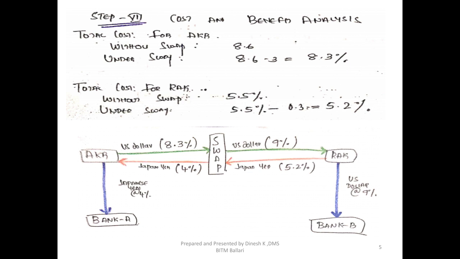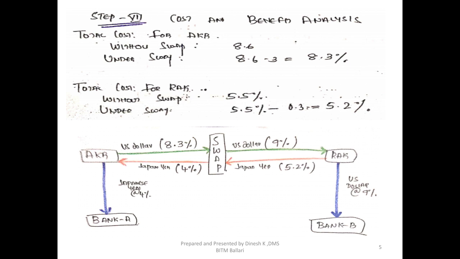In the cost benefit analysis, the total cost for AKR without swap is 8.6. Under swap it is 8.6 minus 0.3, that is 8.3, right? So I just updated that here. AKR pays 8.3% in US dollar to the swap dealer. In return, the swap dealer will pay 9% in US dollar to RAK. Why 9%? Because RAK has an existing loan at 9%, right?